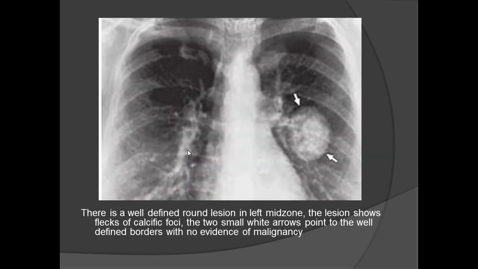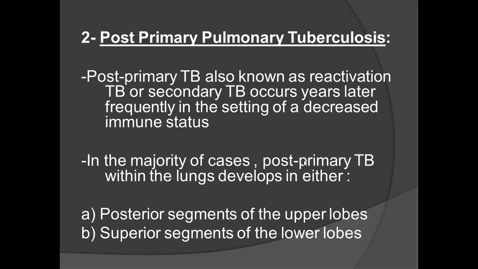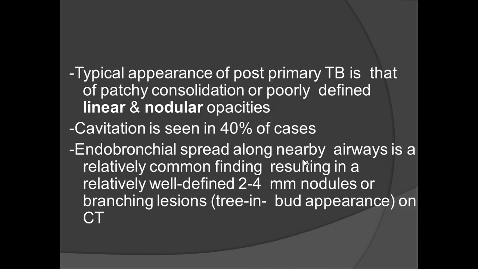So this is again a good demonstration of a well-defined, rounded, soft tissue, partially calcified lesion seen in the left mid-zone, and again it's not a malignancy, it's a Ghon focus. Then comes the post-primary TB. The hallmark of post-primary TB is the cavitation. You have to look for the cavitation, and it has a tendency for the more oxygen dependent parts like the posterior segment of the upper lobe and superior segment of the lower lobe.